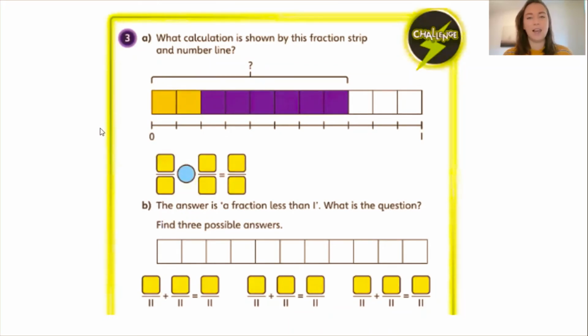Okay, let's have a look at the challenge. So what calculation is shown by this fraction strip? We've got some yellow over here, and that is followed by some purple too. We can see that this number line goes up to 1, so we're going to be counting in fractions. Have a look now, maybe you need to pause the video and have a look, see how many equal parts this number line has been chopped up into.